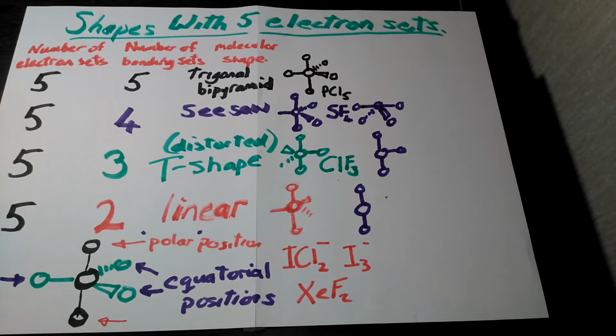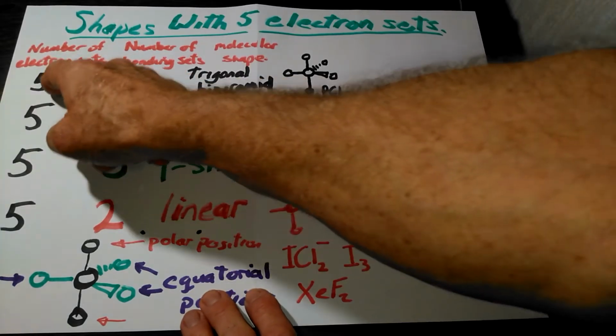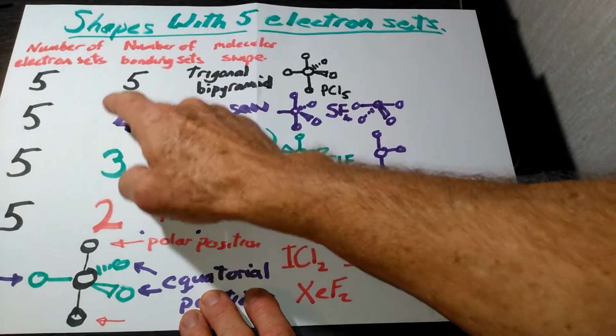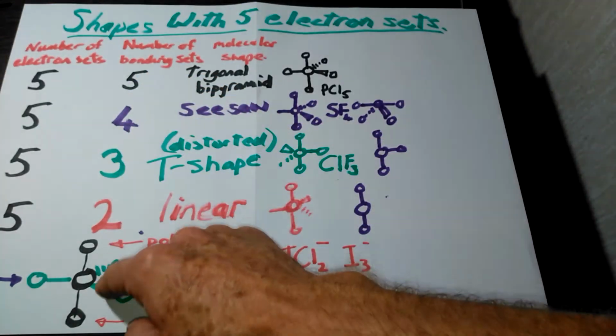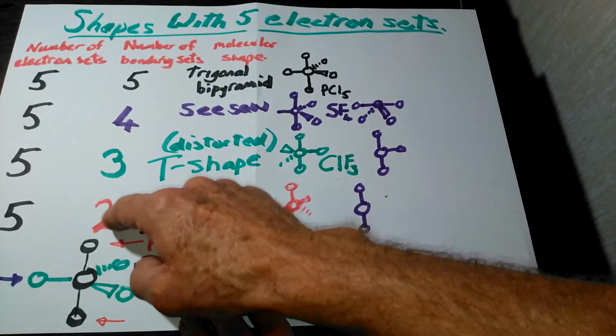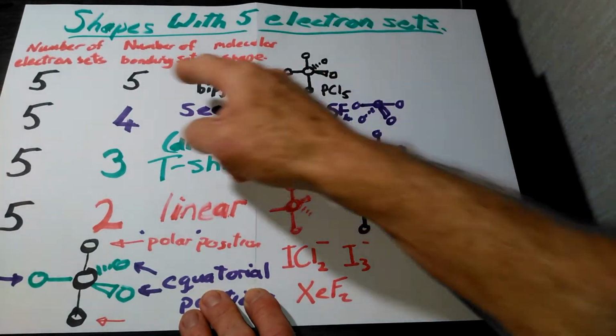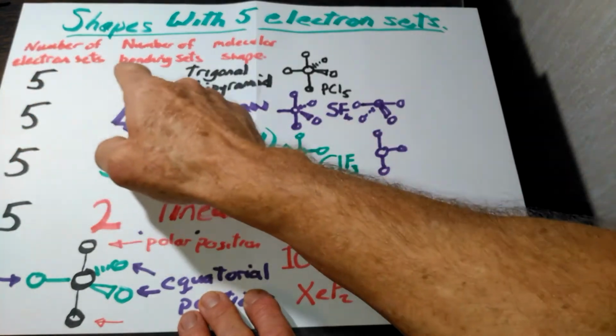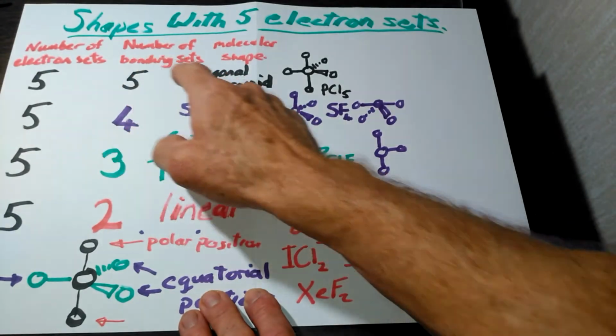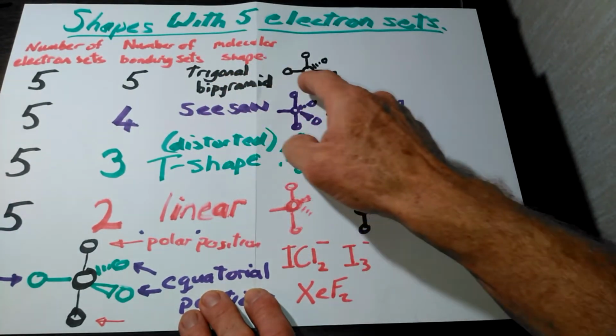Looking at molecules with 5 electron sets around the central atom. So here's our total number of sets. Here's our number of bonding sets, which leads to 5 shapes, but I've only shown 4 here because when you only have one bonding set, you have a linear atom. So 5 electron sets and 5 bonding sets makes a trigonal bipyramid.